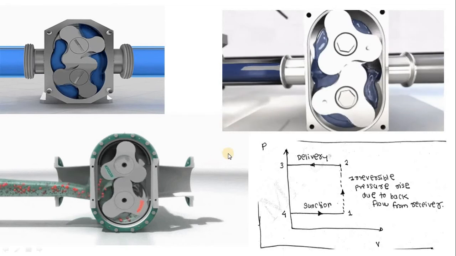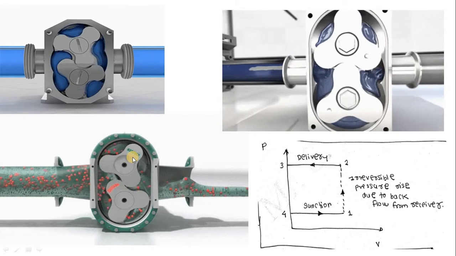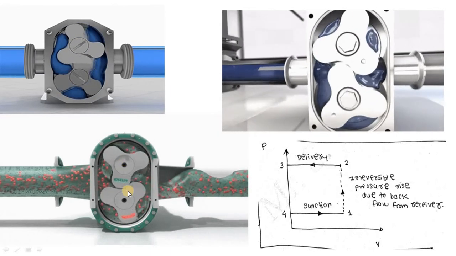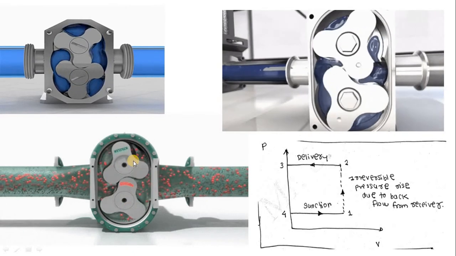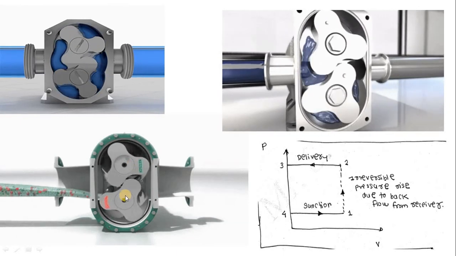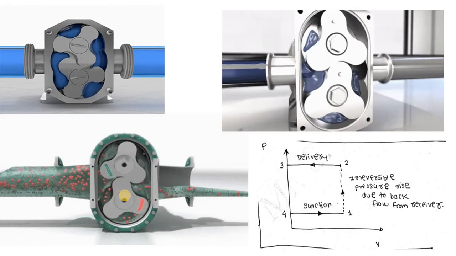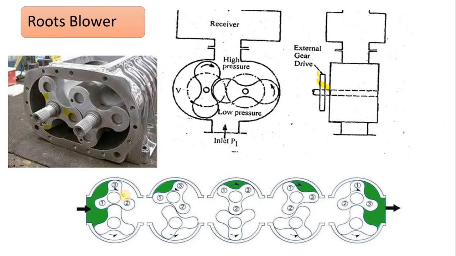Suppose this particular one is the male kind of rotor and this is the female kind of rotor, or you can say this is the driver rotor and this is the driven rotor. First the driver rotates because of the motor and the drive, and the driven rotates along with it. This is the main construction and working of the lobe type or root blower compressor.